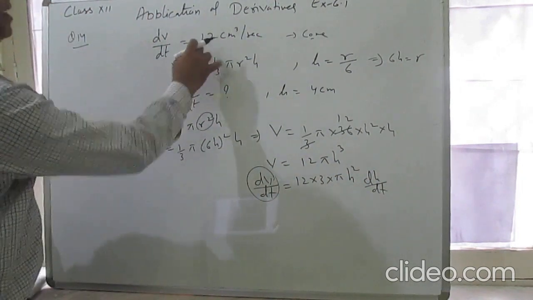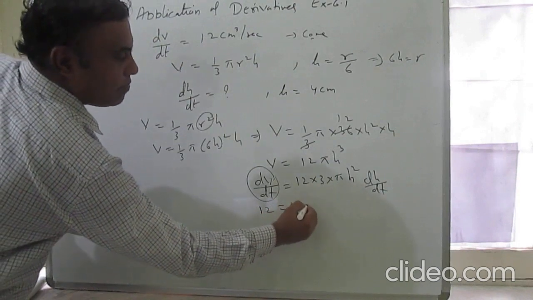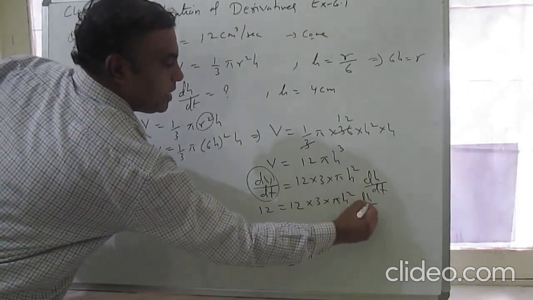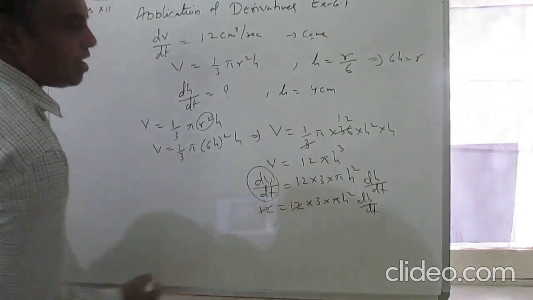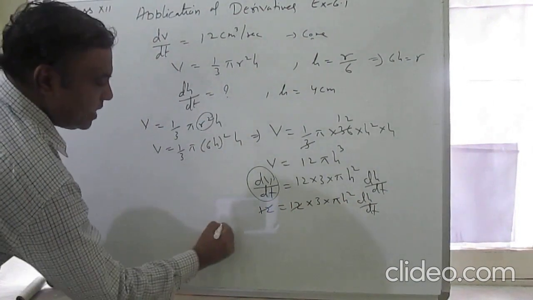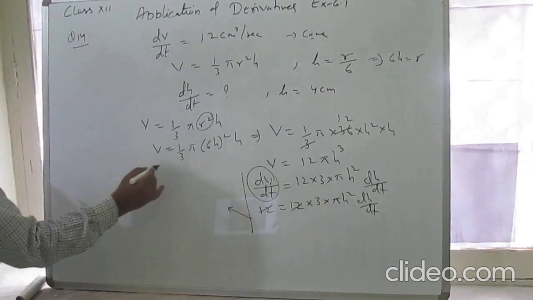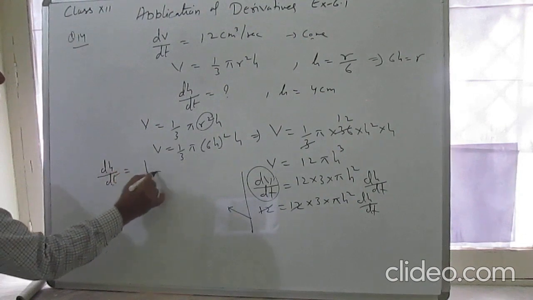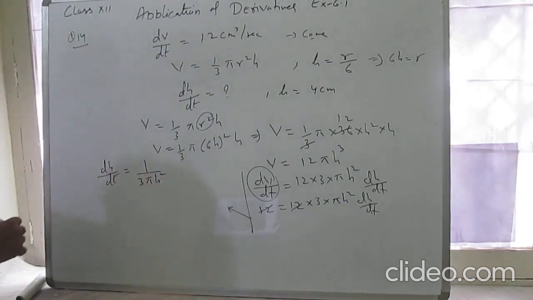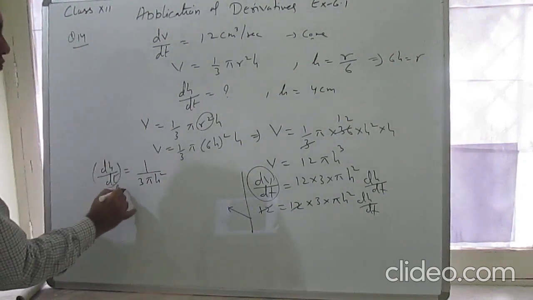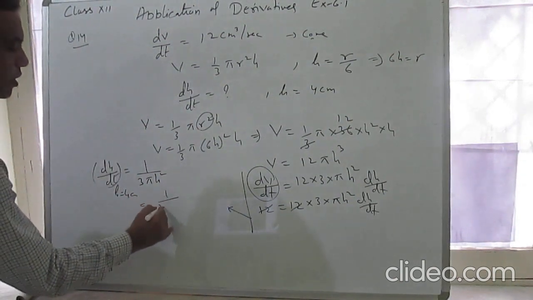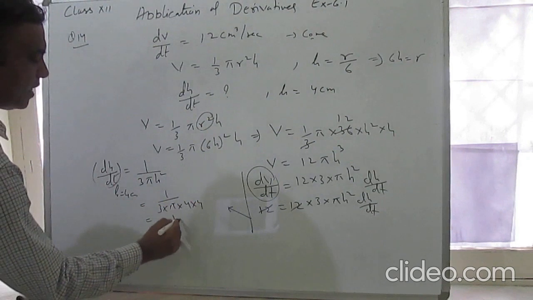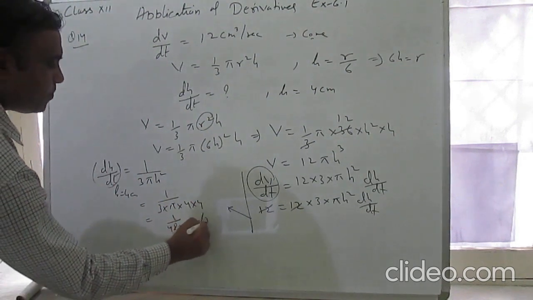So what is the value of dv by dt? Put here dv by dt is 12. 12 is equal to 12 into 3 into pi into h square dh by dt. Now 12 cancels out, so you have to calculate dh by dt. So dh by dt is equal to 1 upon 3 pi h square. What is h? At h is equal to 4 centimeter, 1 upon 3 into pi into 4 into 4. 3 4s are 12, 48. 1 upon 48 pi centimeter per second.